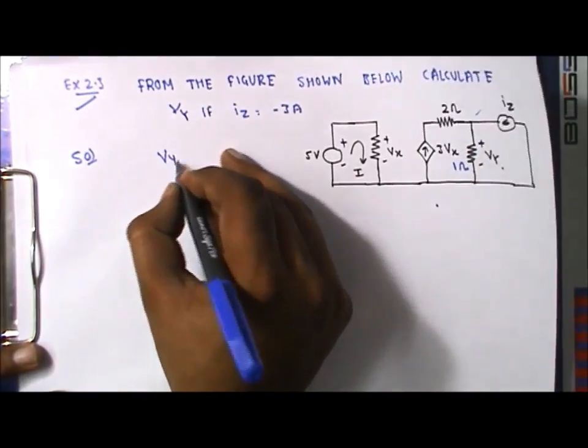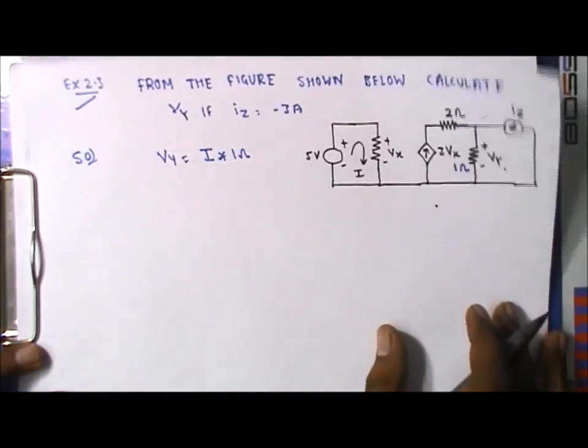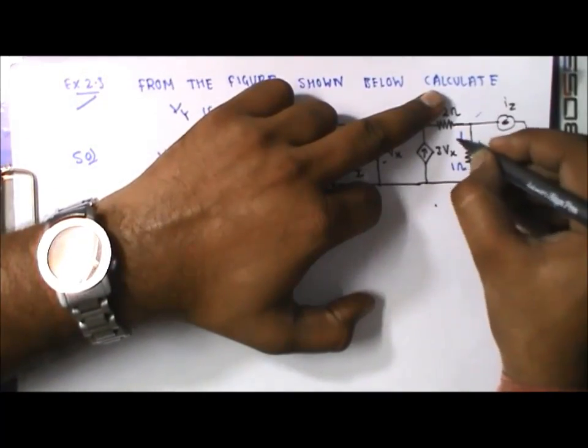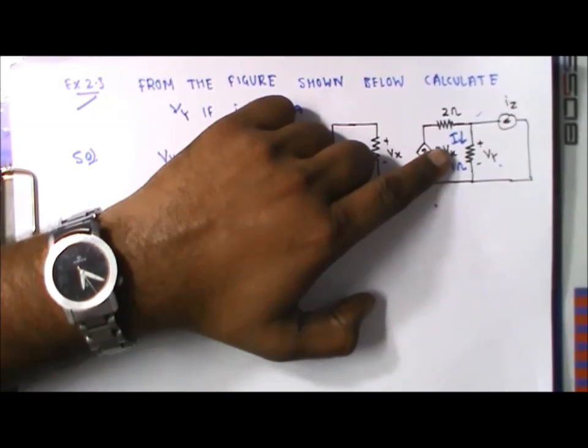So let's solve. We know that Vy should be equal to current I multiplied by the 1 ohm resistance. Let us suppose this is the current I which is flowing here, and we have to calculate the value of I.